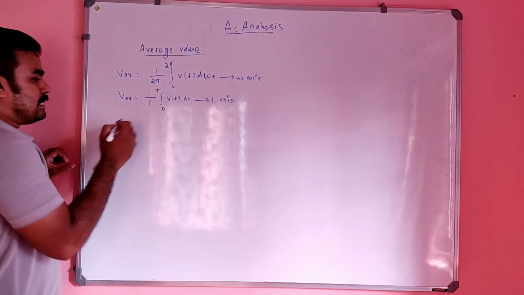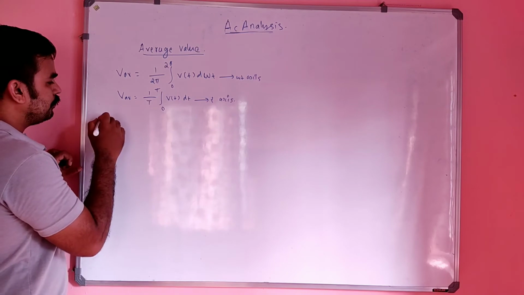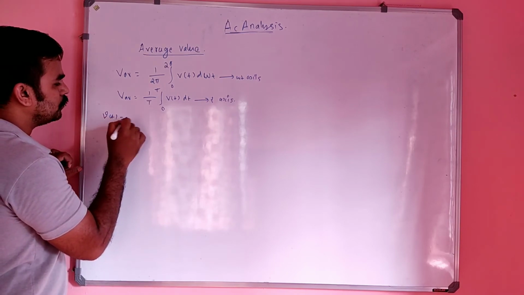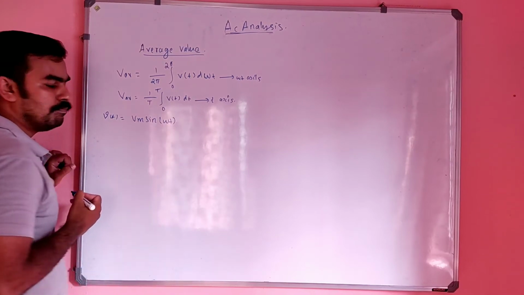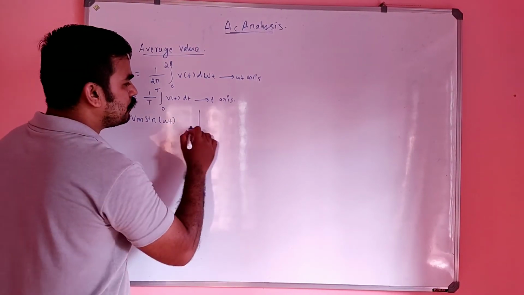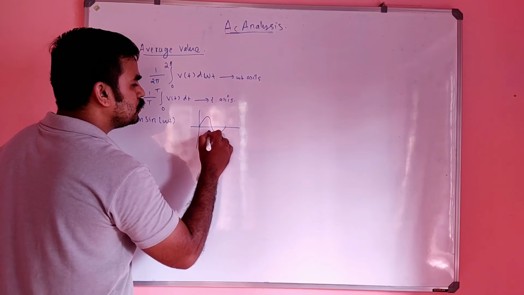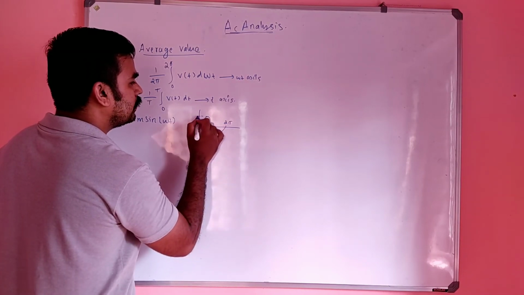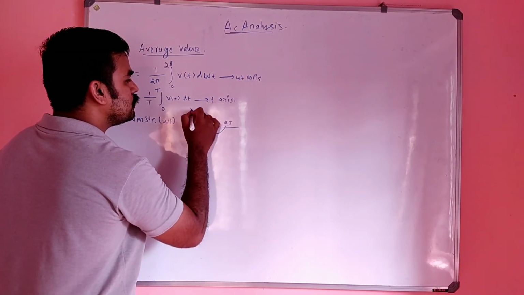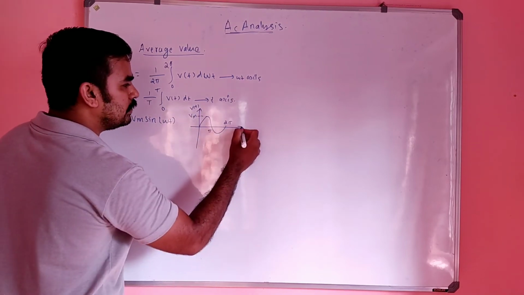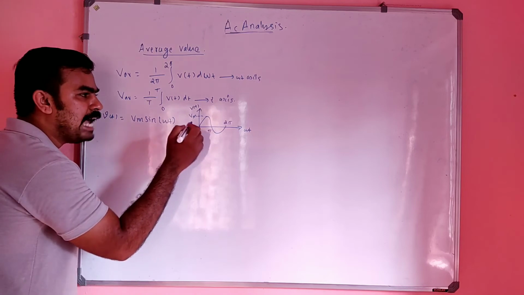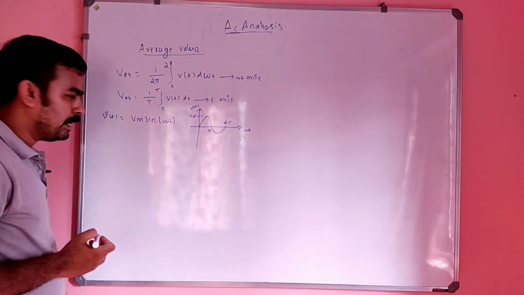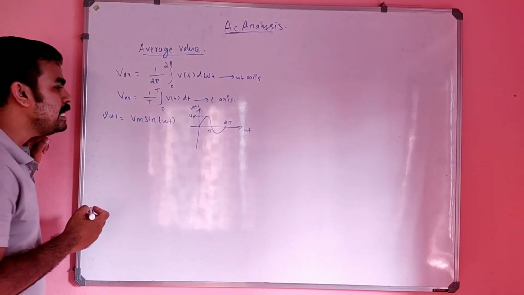So let's consider an AC waveform. Let V of t be equal to Vm sin omega t. What is the nature of the waveform? You already know this, right? So pi, 2 pi, this is Vm and this is V of t, and this is omega t. So this is the waveform. You have to find the average value of this waveform, V equal to Vm sin omega t.